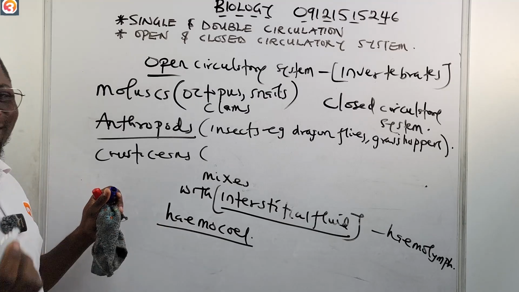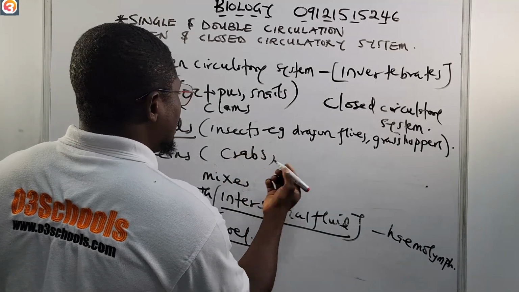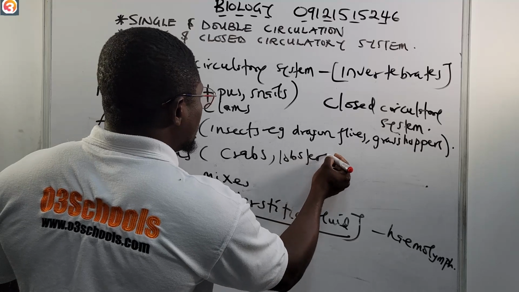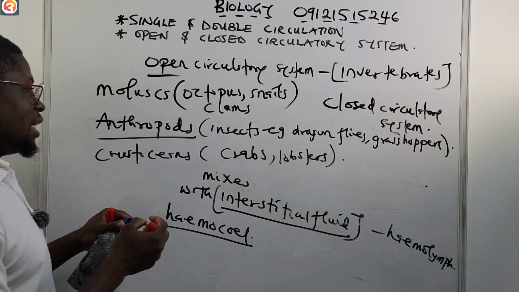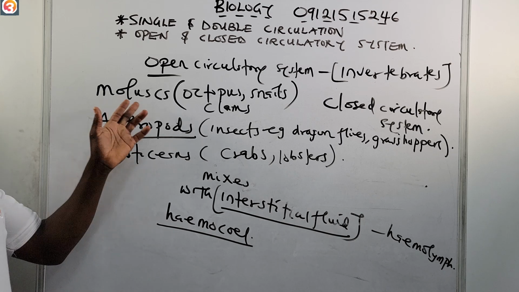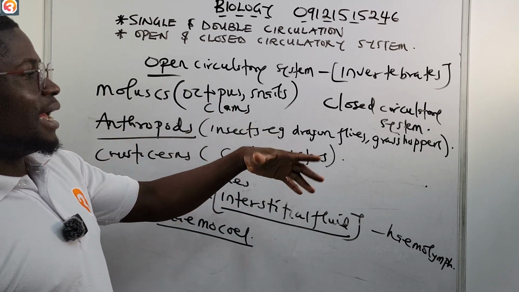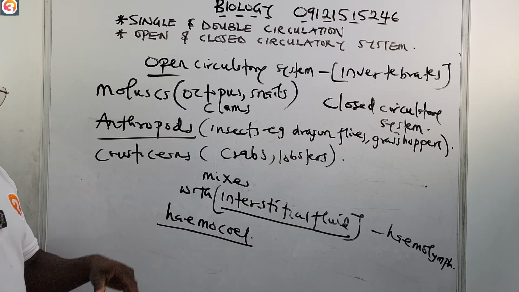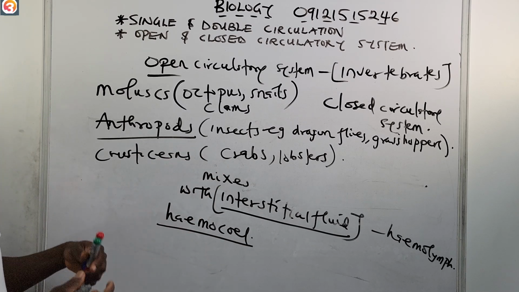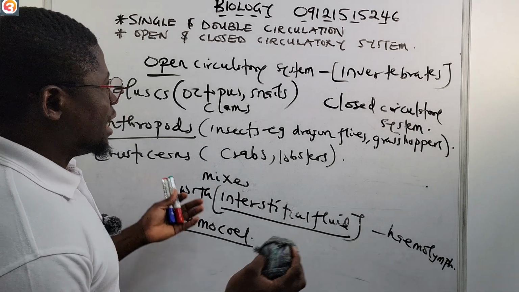Okay, crustaceans, like your crabs, like your lobsters. They are organisms that also have an open circulatory system. So mollusks such as octopus and snails, arthropods, insects such as dragonflies and grasshoppers, and crustaceans such as crabs and lobsters. All these are organisms that have an open circulatory system. So that will now take us to the closed circulatory system.